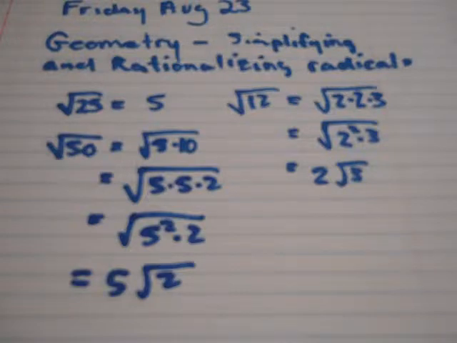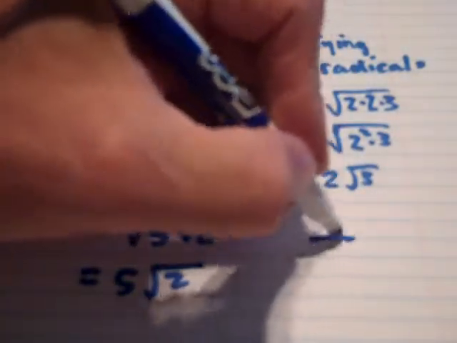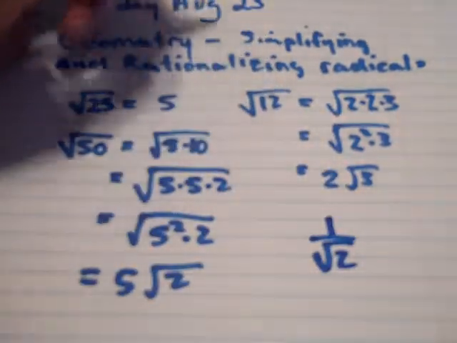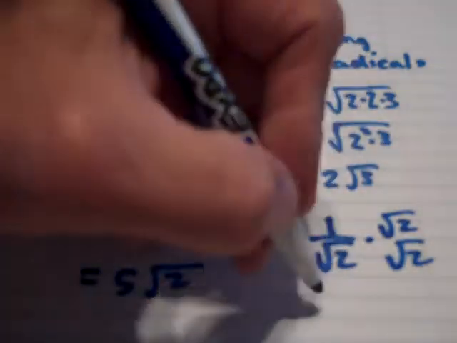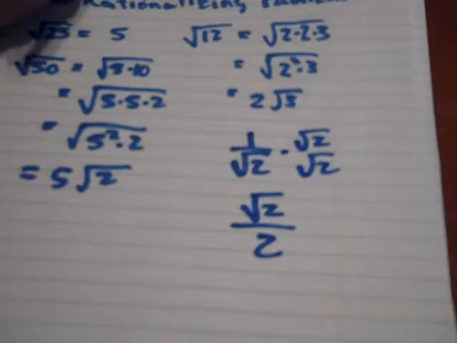We also talked about rationalizing them further. When we have 1 over the square root of 2, we can simplify that by multiplying both the top and the bottom by the square root of 2. In doing so, that gives us the square root of 2 over 2. So we have now the radical out of the denominator and into the numerator.